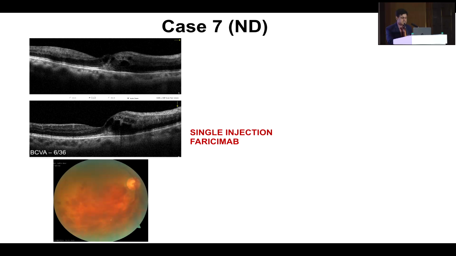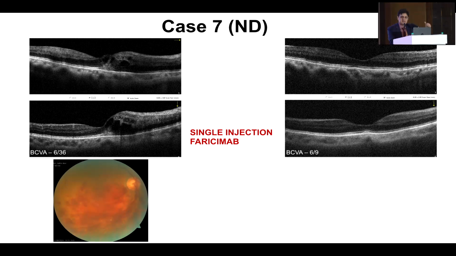This is my last case, so I just wanted to highlight a few I've used in many cases. So RVO, although it is not approved in India, I gave faricimab looking at it. There is some CME; this is an HRVO case. After a single injection of faricimab, there is complete drying, which I think will also be achieved by other anti-VEGF agents.